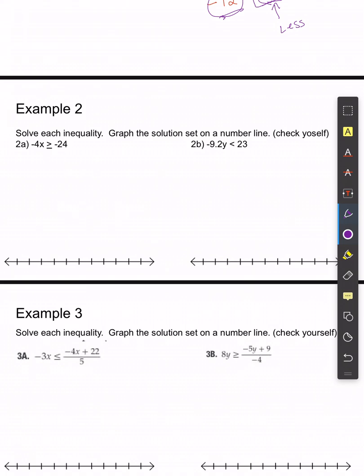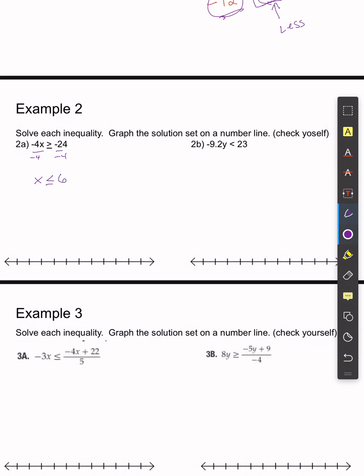Let's do it. In order to solve this, we've got to get x by itself. So we've got to divide both sides by negative 4, right? Divide by negative 4, and then we get x. Now here's where you've got to be careful. Whenever you divide or multiply by a negative, you're going to flip that thing, right? So we're going to switch the inequality. X is actually less than or equal to 6.